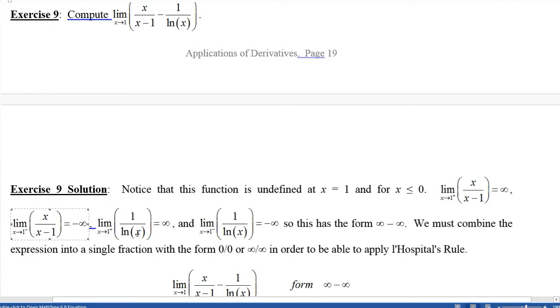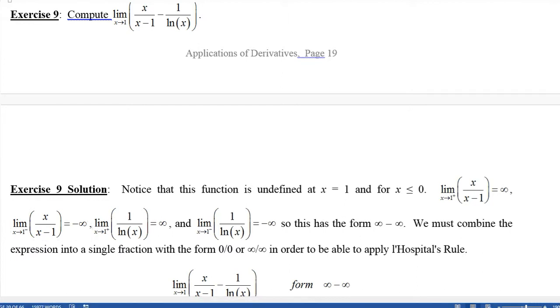In a similar manner here, we have 1 over log of x. As x goes to 1, log of x goes to 0, but if x is a little bit to the right of 1, the log of x is positive, so this is positive infinity, whereas if x is a little bit to the left of 1, log of x is a negative number, and so this one goes to negative infinity. But either way you look at it, if you're coming from the right side, you get infinity minus infinity, and if you're coming from the left side, you actually get negative infinity minus negative infinity. But anyway, that's the basic form there that we're going to use this technique on.